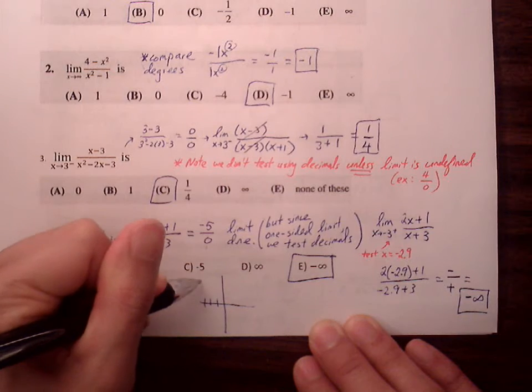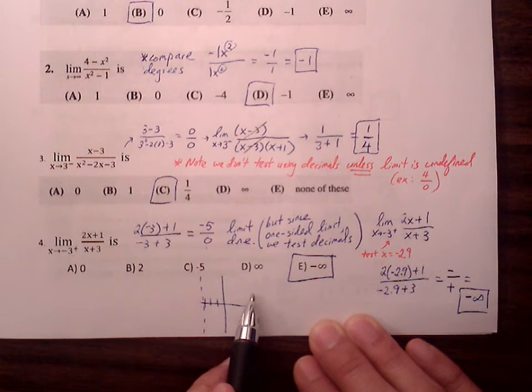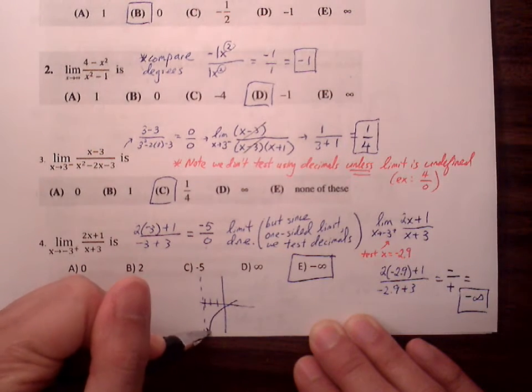There's a vertical asymptote at negative 3. And as we approach negative 3 from the right side of negative 3, our graph is going to go down to negative infinity.